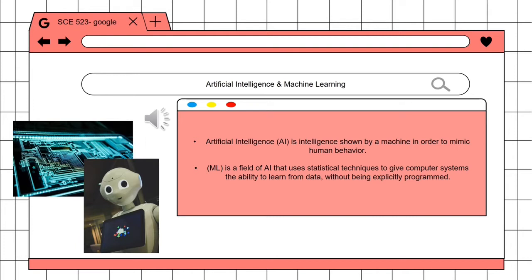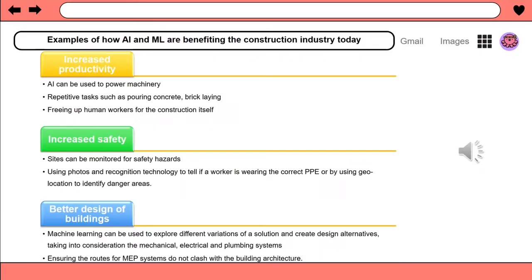Artificial intelligence is intelligence shown by a machine in order to mimic human behavior, while machine learning is a field of AI that uses statistical techniques to give computer systems the ability to learn from data without being explicitly programmed. A machine becomes better at understanding and providing insight as it is exposed to more data. Then we will learn about how AI and machine learning benefit the construction industry today.